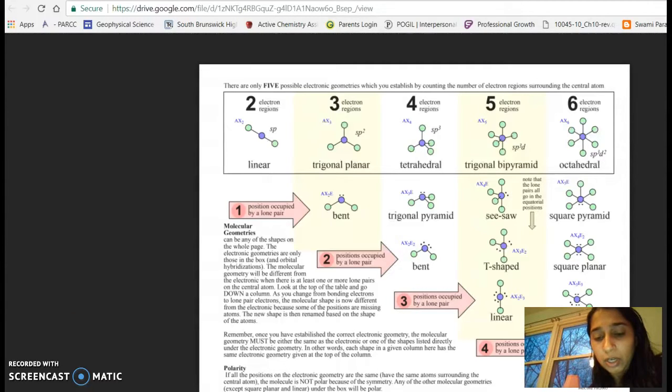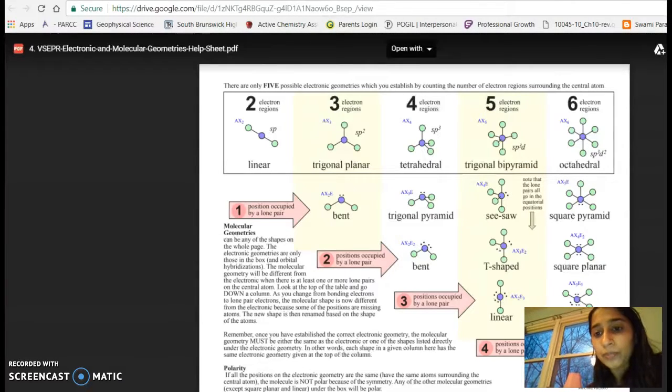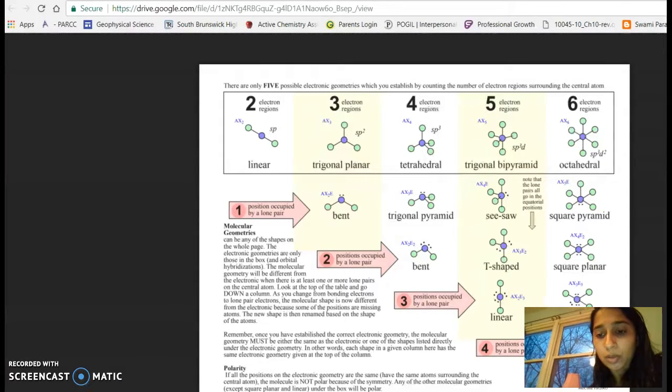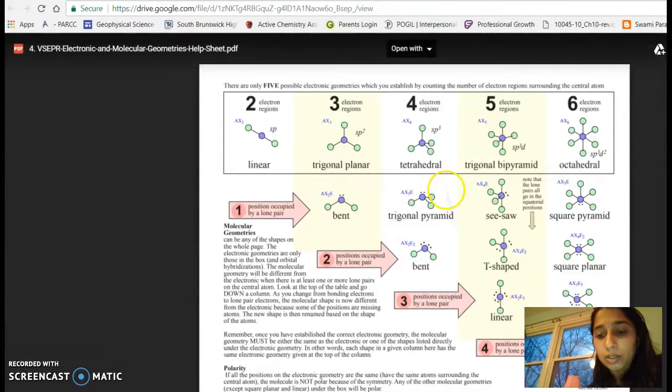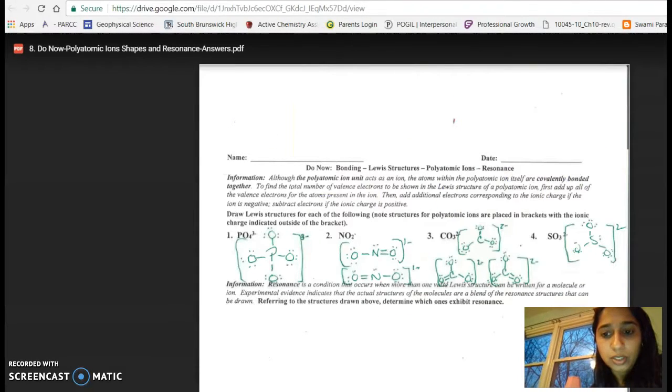Again, you have four effective pairs around the central atom. All four are atoms, then it's tetrahedral. One effective pair, the other three are atoms, trigonal pyramid. 5 electron groups is trigonal bipyramid, seesaw, T-shaped, linear. Need to memorize it. Practice this really well. Octahedral, square pyramid, square planar, T-shaped. All right. So this you need to practice. You also need to practice drawing the resonance structure.